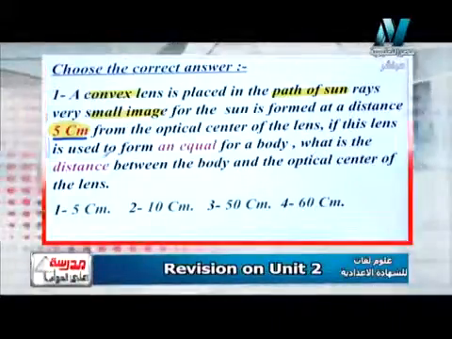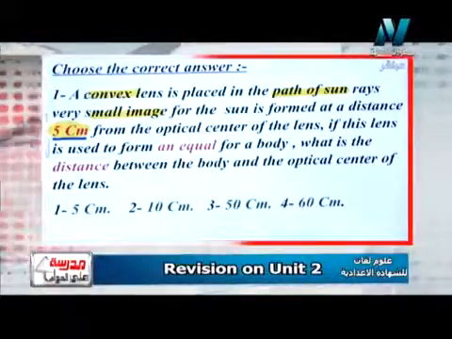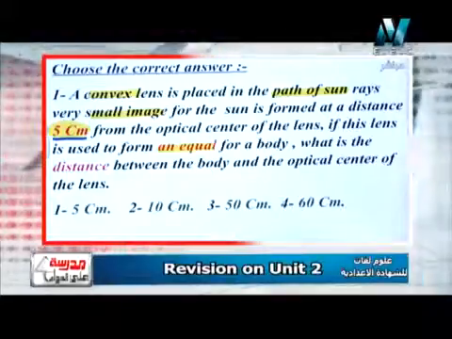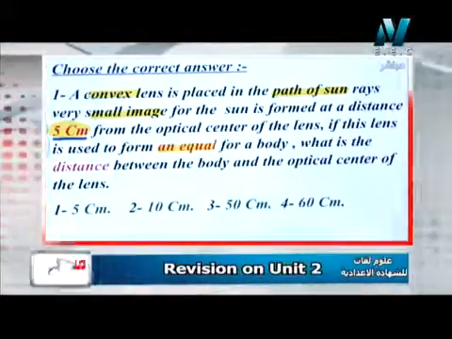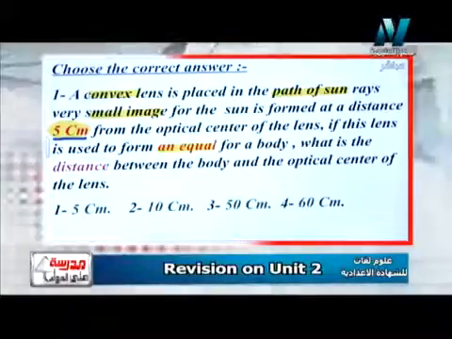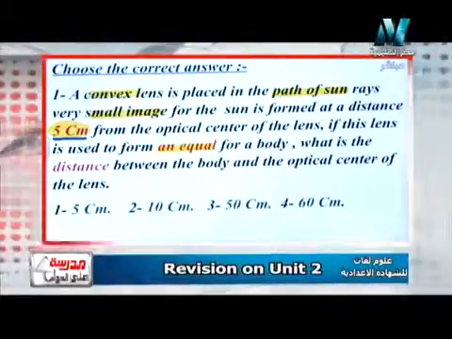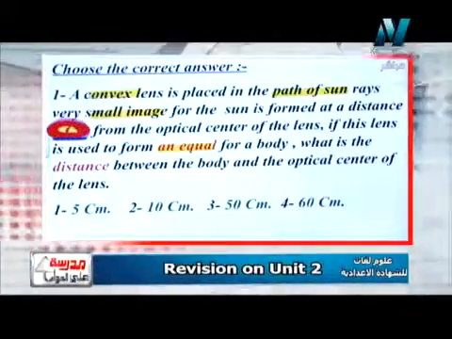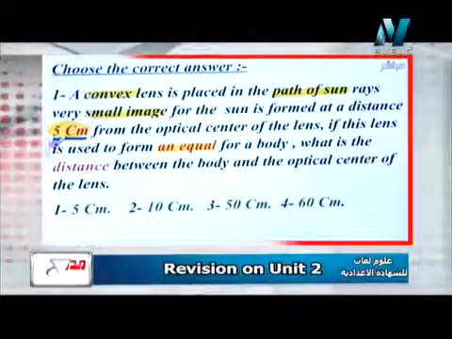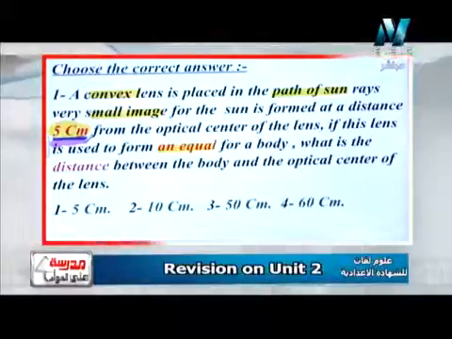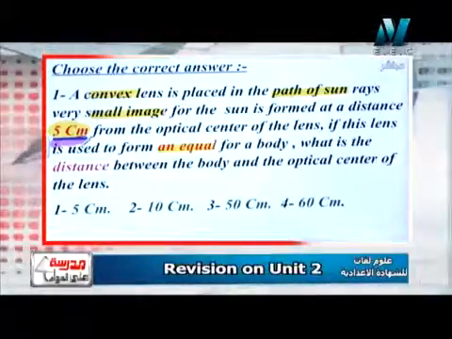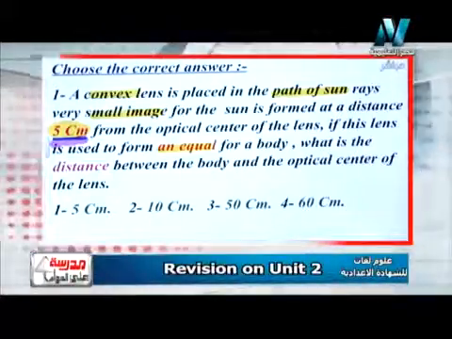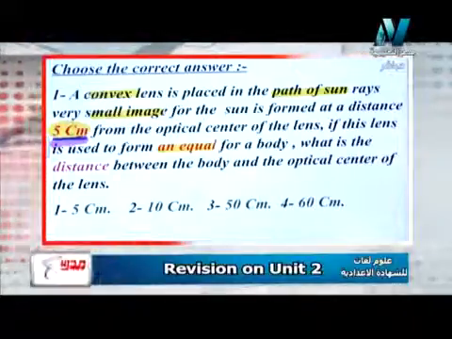If this lens is used to form an image equal to the object in size, so here how can we answer this question? What is the distance between the body and the optical center of the lens? So here we know optical center or the focal length equal how many? Equal 5 centimeters. Okay, so if we want equal distance or equal object to the image in size, we should put the object at distance at least double focal length.